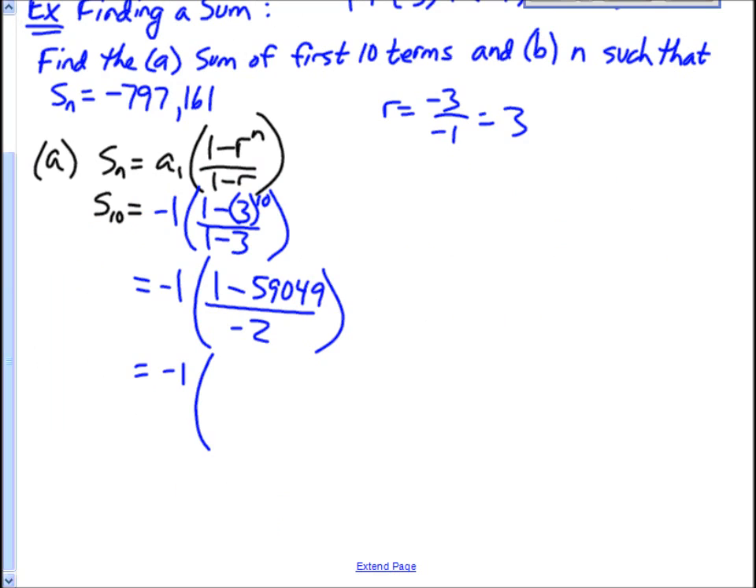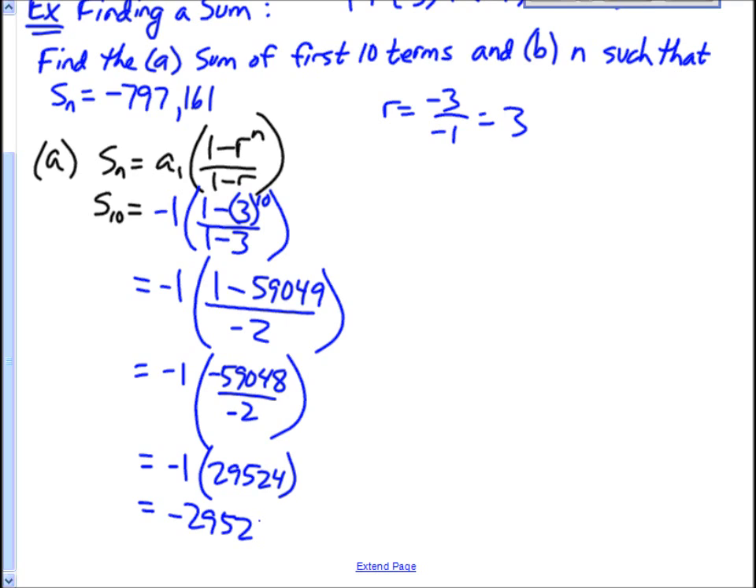Negative 1, that's negative 59048 over negative 2. So 59048 over 2, negative over negative is positive. So we got 29524 times negative 1, negative 29524. That is the sum of the first 10 terms there. I'm sorry, negative 29,524 there.